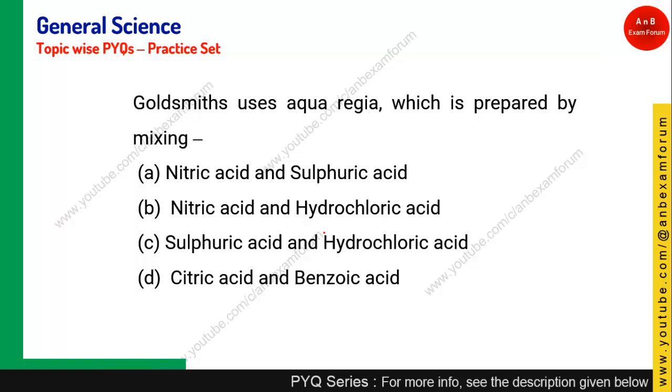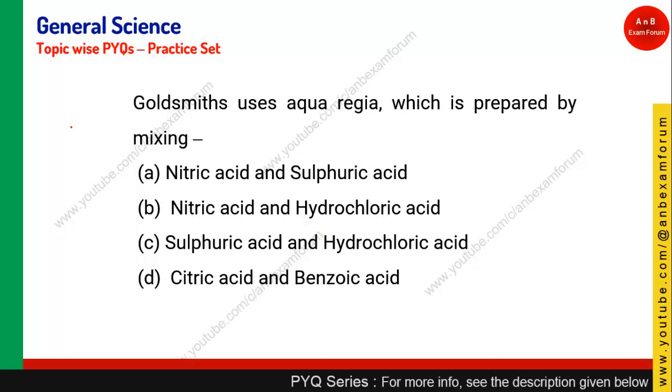Let's see the next question. Goldsmith uses aqua regia, which is prepared by mixing what? This is very important. Again, this question is very important. Why am I saying it is very important? Because the name aqua regia is basically a mixture of two acids, and it is also known as the royal water. We will see in the upcoming slide.